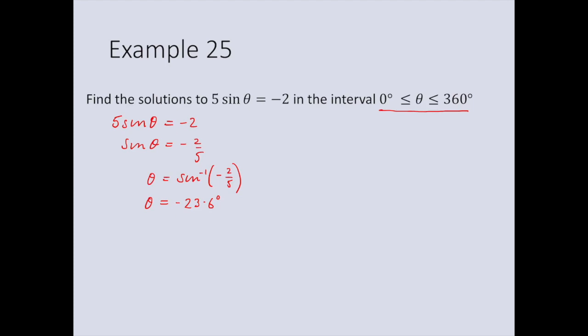So let's think about the unit circle. All students take care. There we go. There's our circle. And where's minus 23.6? It's down here, isn't it? Because we always measure anti-clockwise as positive, clockwise as negative. So down here, this would be minus 23.6 degrees, making an angle of 23.6 degrees with the x-axis.